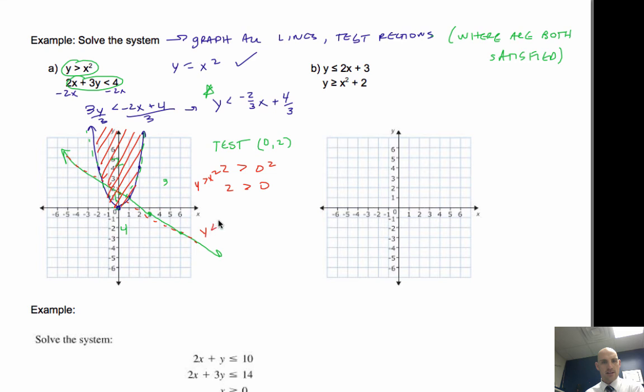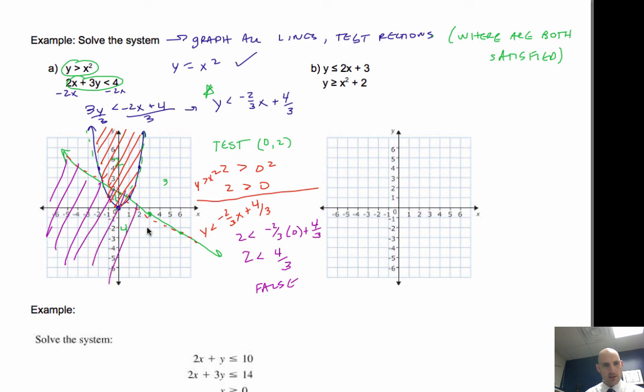For y is less than negative 2/3 x plus 4/3, I'm going to test 0, 2 as well. So that means, let's see, 2 for y is less than negative 2/3 times 0 plus 4/3. Well, 2 is less than 0 plus 4/3 is false. So I'm going to shade the side opposite.